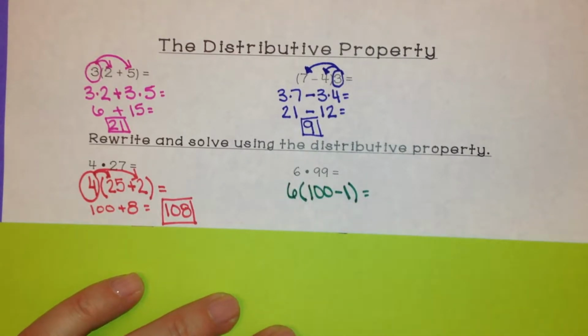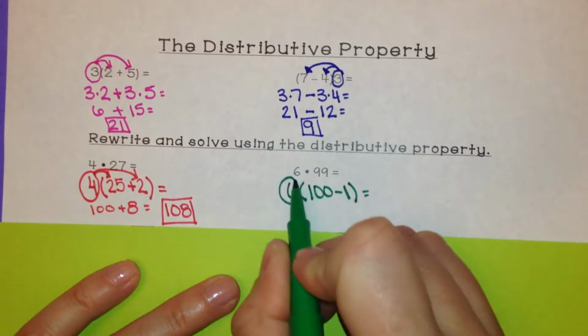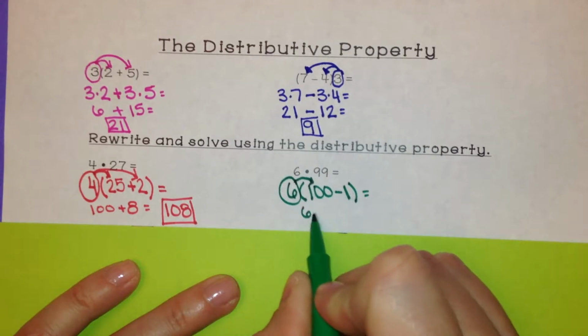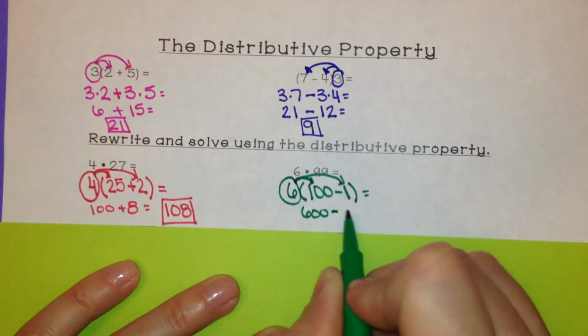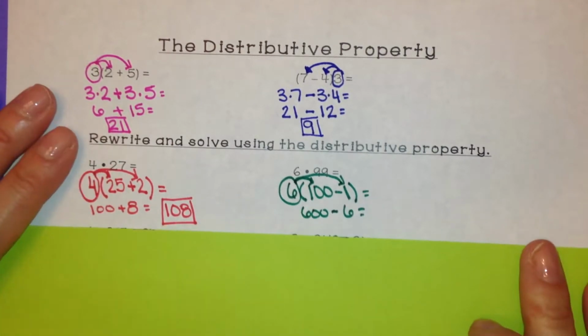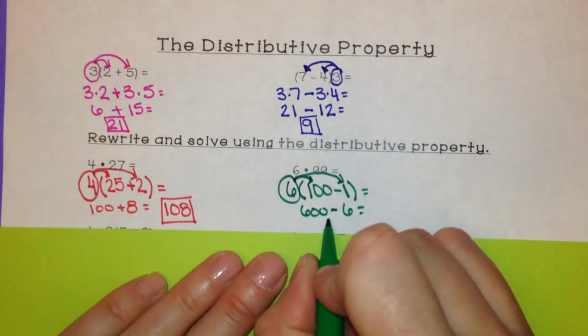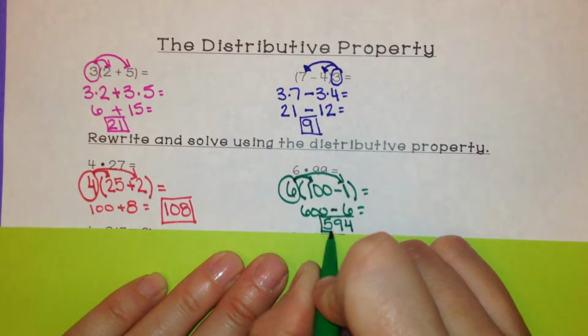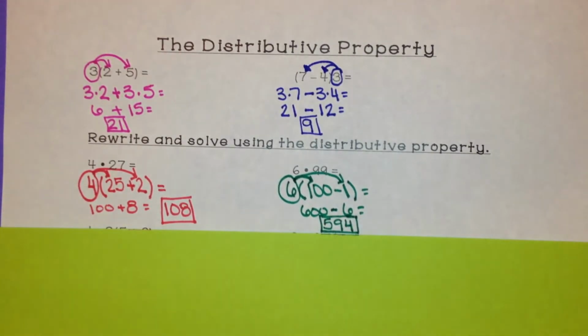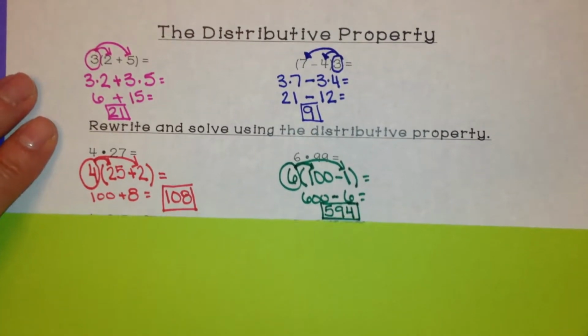So I have 6 times 100 is 600. Bring down the minus. 6 times 1 is 6. So I'm left with 594, which is a whole lot easier than multiplying it out.